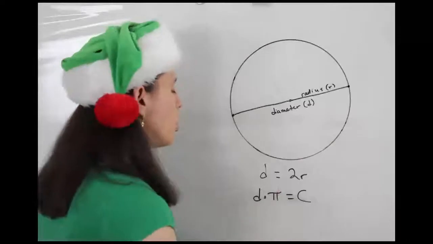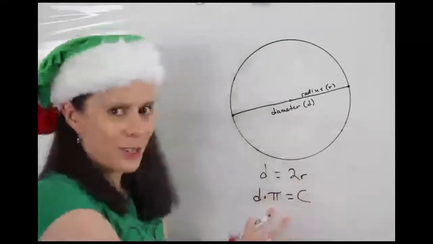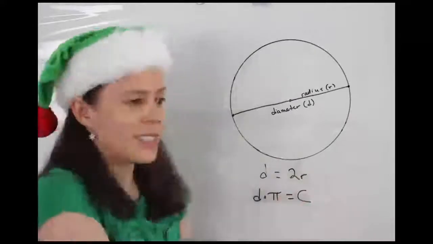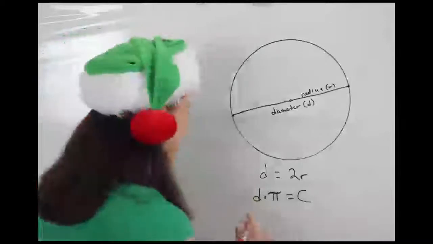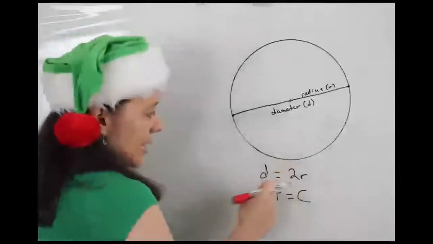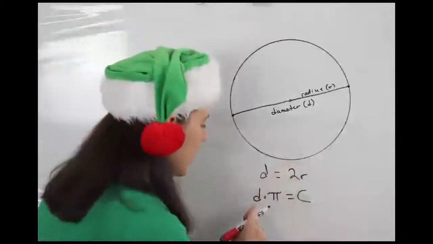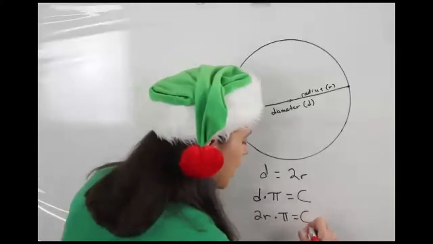But we also know that the diameter is 2r. And we have a little system of equations going on here. If you don't know what a system of equations is, you should check out one of my videos. I already did that. So we know that d is 2r, so this becomes 2r pi. And that is the circumference.